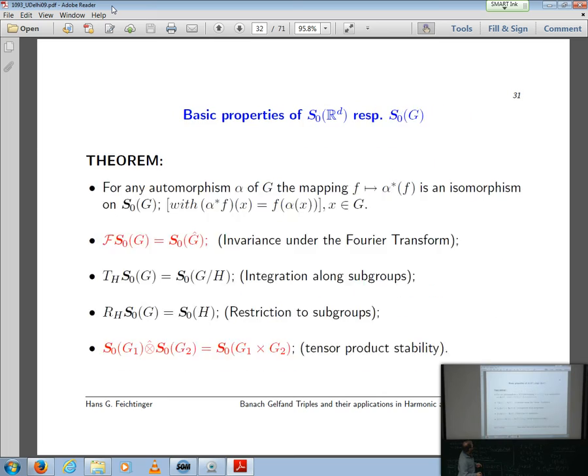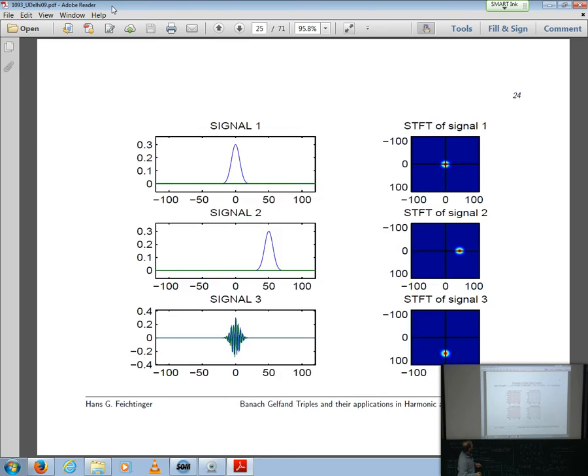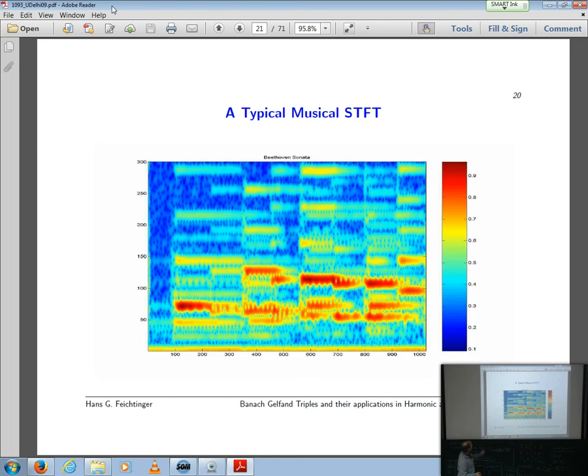Okay, at the very end, maybe I go back to this picture with the spectrogram. How can you characterize S0 prime, the dual space, via the spectrogram? It's very easy. It's all the tempered distributions which have a bounded spectrogram. So what is norm convergence in S0? It's uniform convergence in the spectrogram.